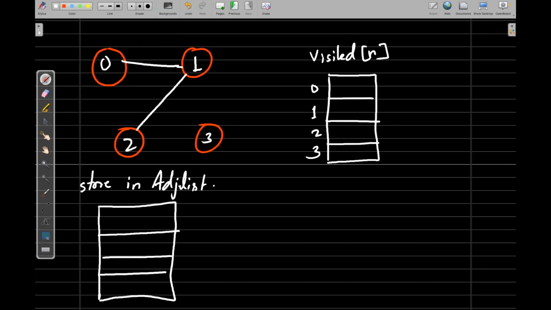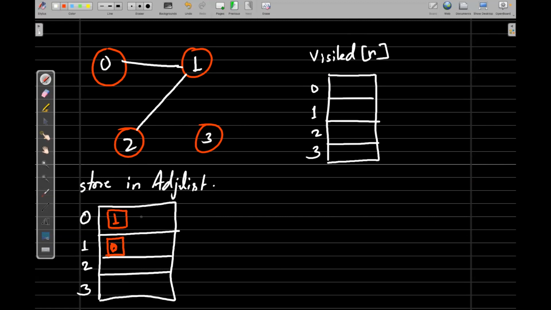One, two, three, four. Okay, 0, 1, 2, 3. Who is zero's neighbor or connected with? 1. So here 1 will be there in the list. Because 0 is a friend of 1, 1 will be friends with 0 also. At the same time, I will put 0 also here.